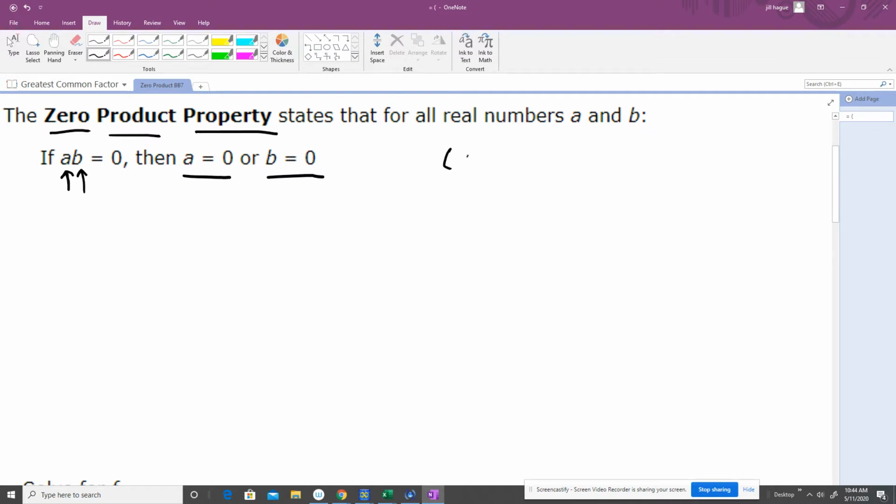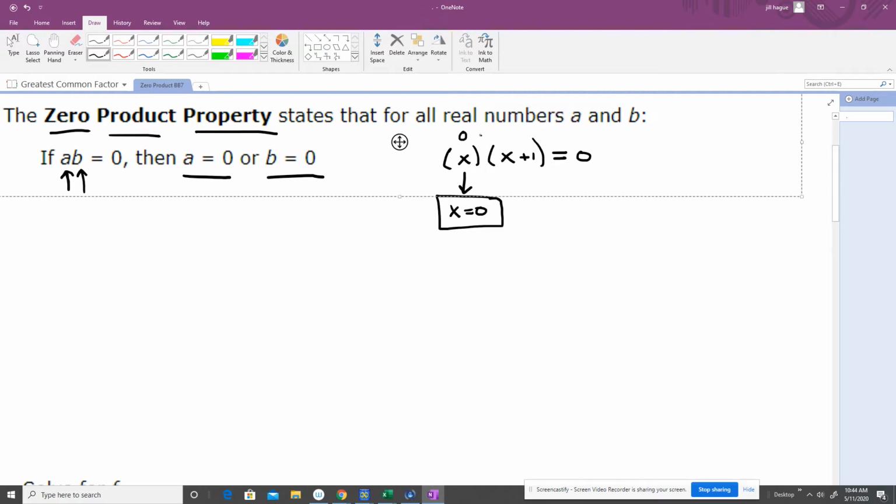Let's take a real simple example. I'm looking for two numbers. One is x and one is x plus 1. And I know when I multiply those two things, the answer is 0. So that means this could be 0, and it wouldn't matter because over here I'd have 0 plus 1, which is 1, but 1 times 0 is 0. So if x equals 0, I would have 0 times (0 plus 1), which is 0 times 1, which equals 0.